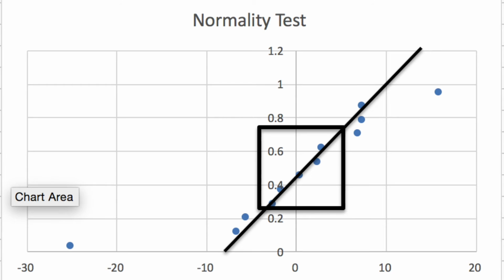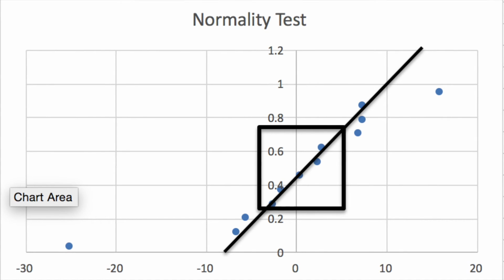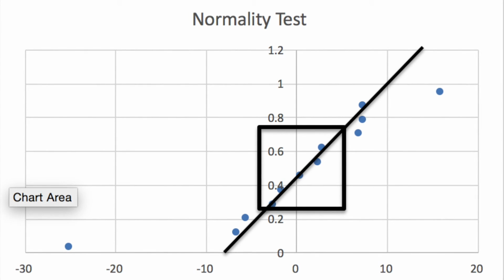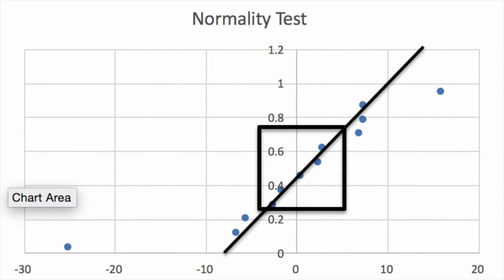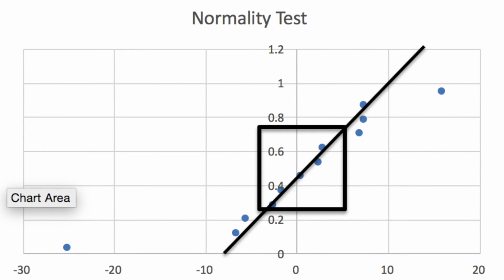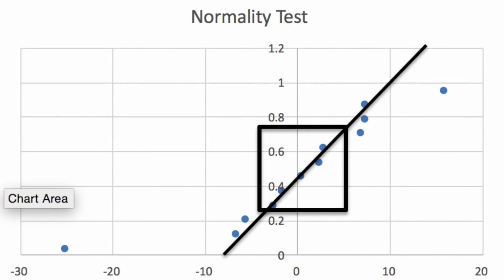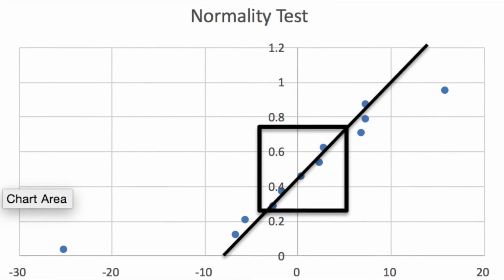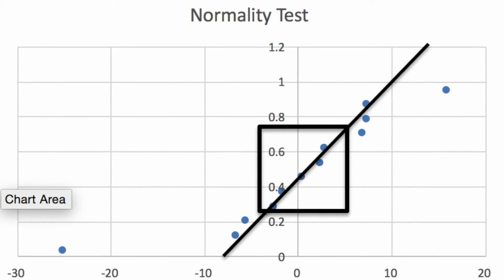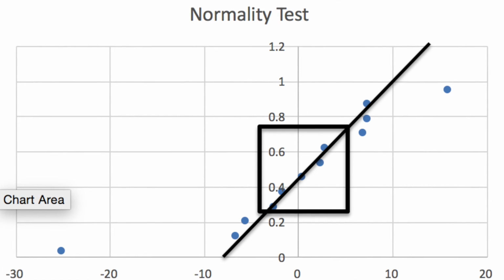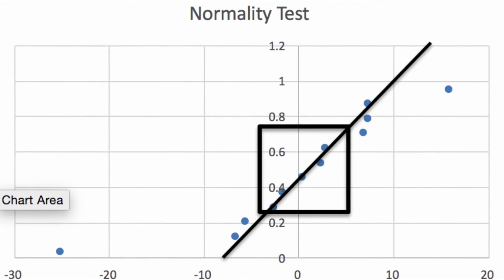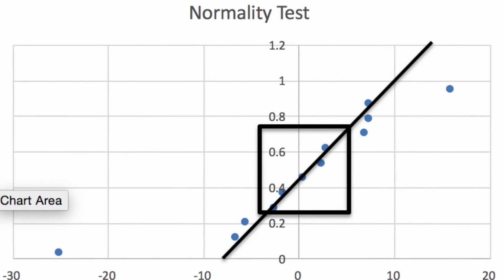The last step is to make the normality test. This is usually done in a paper called normality probability paper. However, I did it in Excel for ease of use and to see. We put the probabilities on the Y-axis and the data, the residuals, on the X-axis.